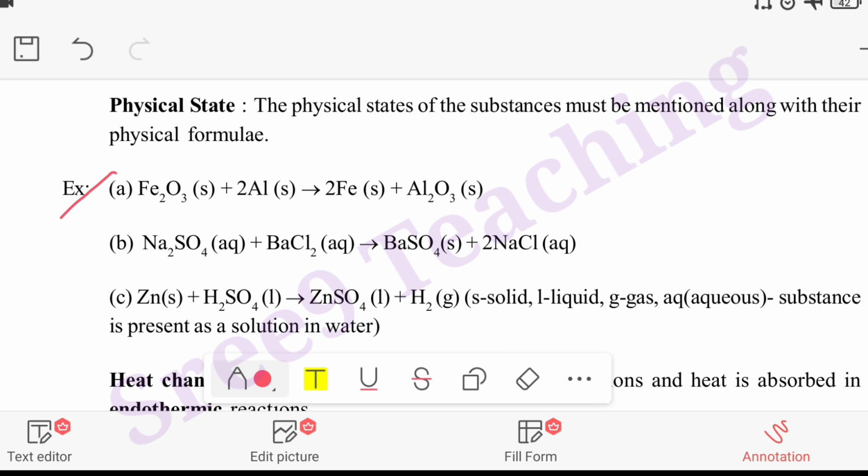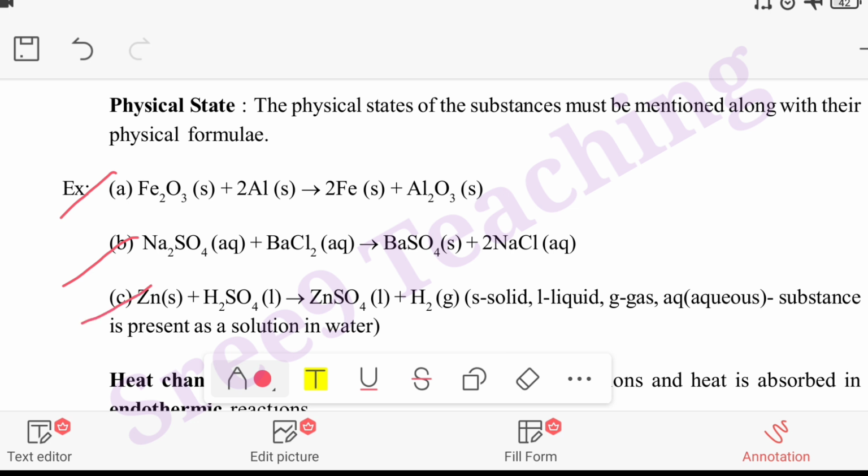Okay. Now see the second equation, Na2SO4. It is aqueous, means solid Na2SO4 is dissolved in water. Now it is an aqueous solution. Okay. Plus BaCl2 AQ in brackets. It means that it is also the same, dissolved in water. Now when they combine, it gives rise to BaSO4 S. S means solid. Okay. Plus 2NaCl AQ. AQ means aqueous.